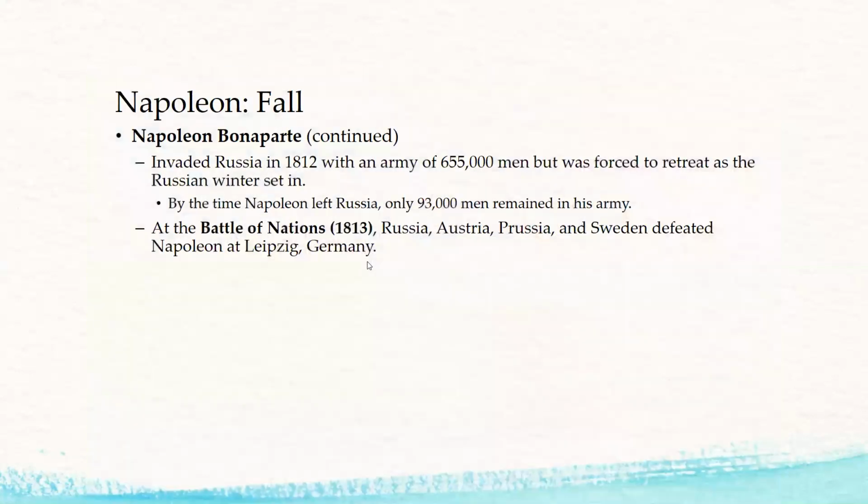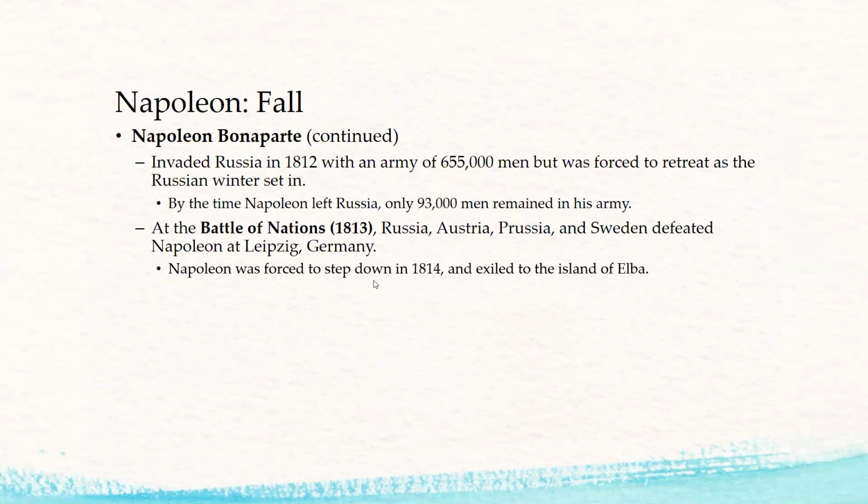So after the Battle of Leipzig, Russia, Austria, Prussia, and Sweden, who, by the way, were being financed by Britain. Britain did not have many soldiers at this point. They had tiny armies compared to the other countries, but they had lots of money. And so they paid huge amounts of money to these countries to fight Napoleon. So these countries invaded France, and Napoleon was forced to step down, and he was exiled to the island of Elba.